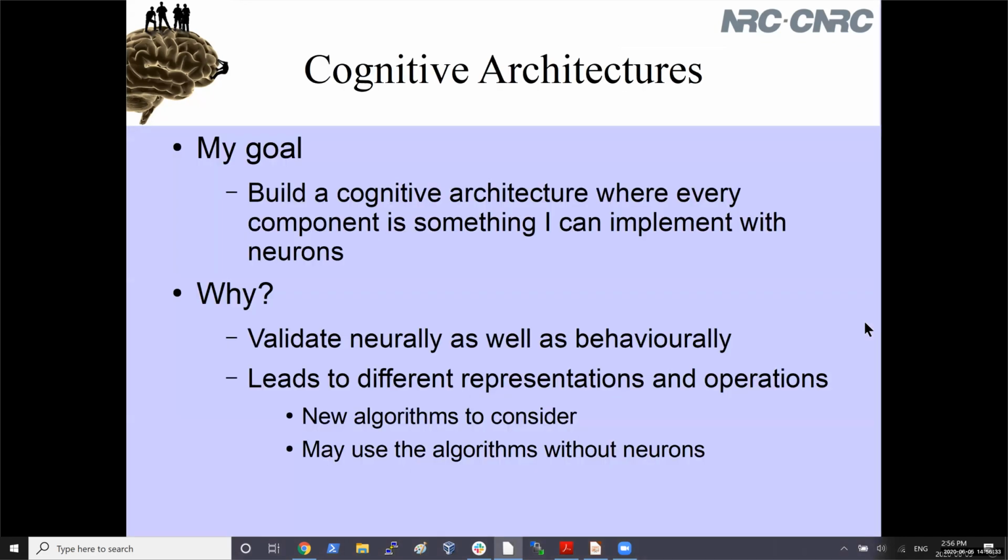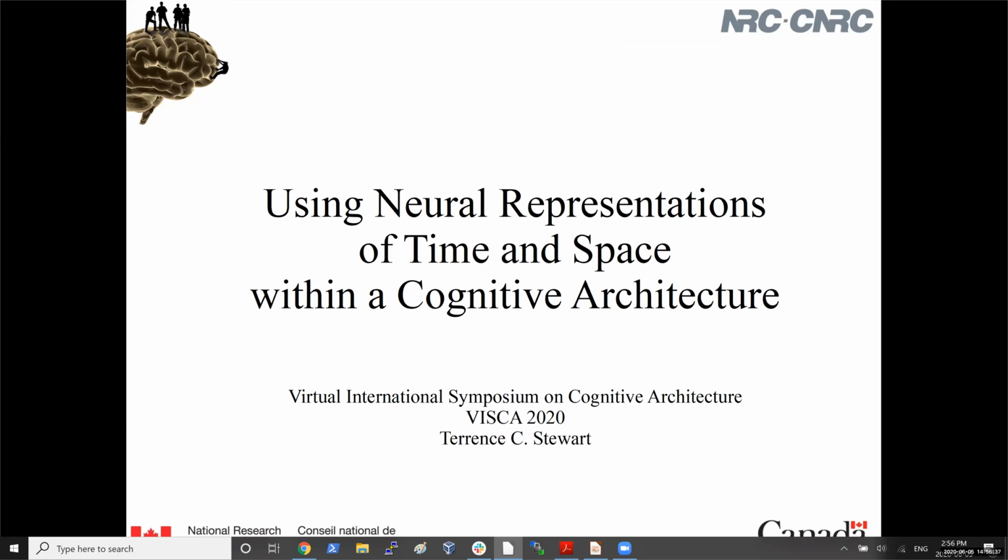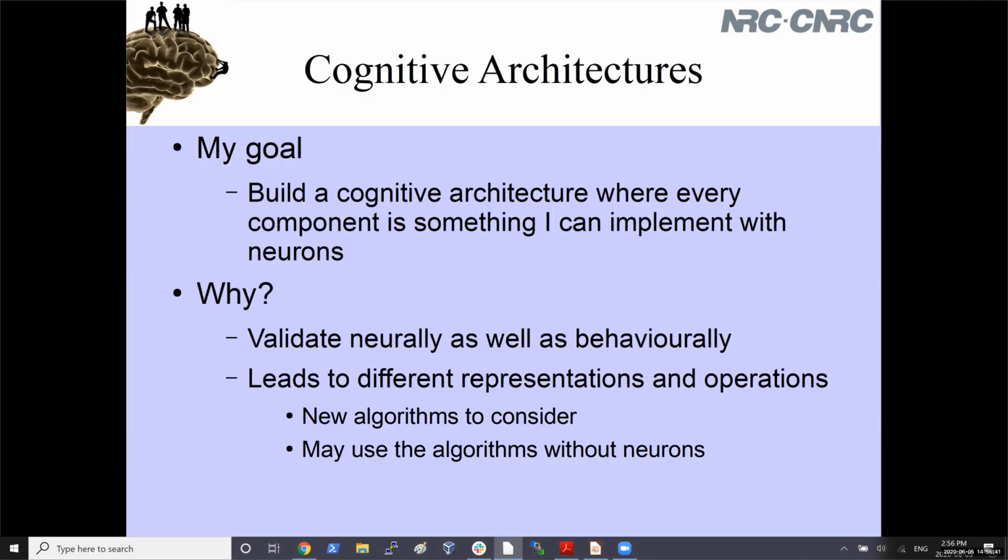Excellent. I'm going to be talking about time and space representations using the same sort of framework that Chris was talking about. My overall goal is to build cognitive architectures where every single component is something that I can implement with neurons. That's kind of a weird goal. There's two big reasons for that. One is, yay, you can validate in more ways. So you can validate by comparison to neural data as well as behavioral data.